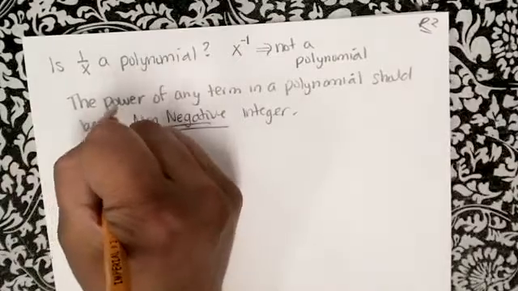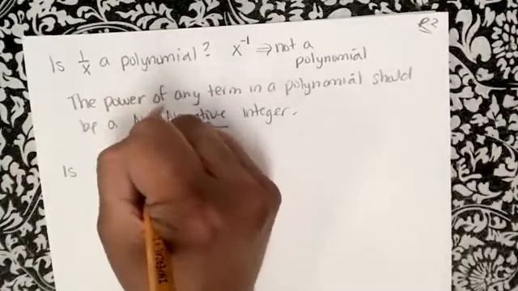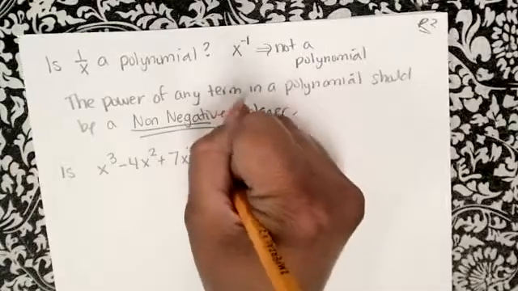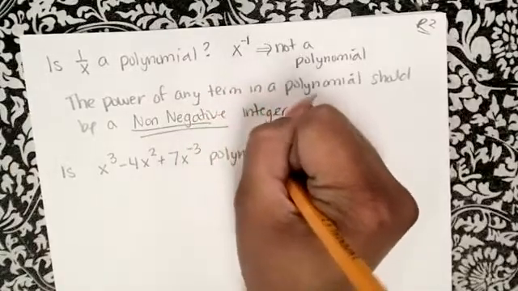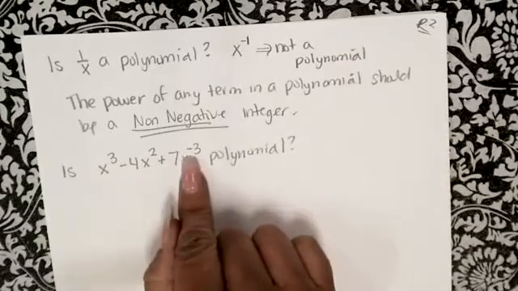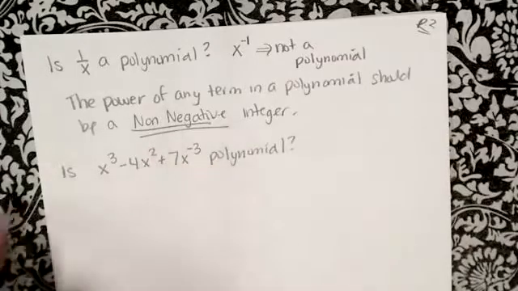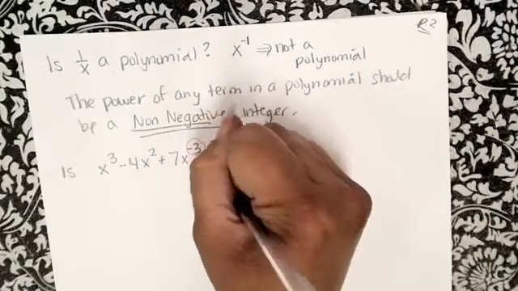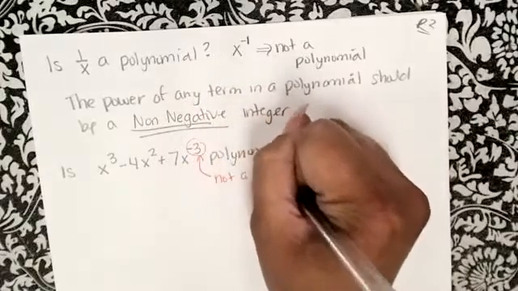So if I ask you, is x cubed minus 4x squared plus 7x to the negative third a polynomial? That is yes, but right here, that negative 3 makes it a no. So because of this negative 3 right here, it's not a polynomial.